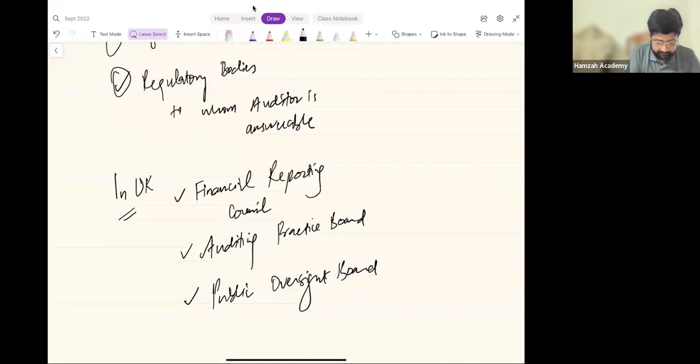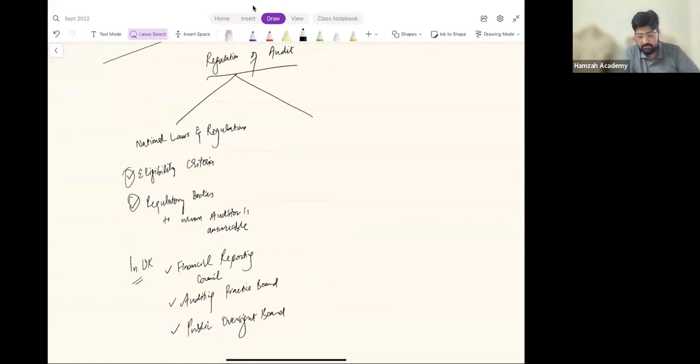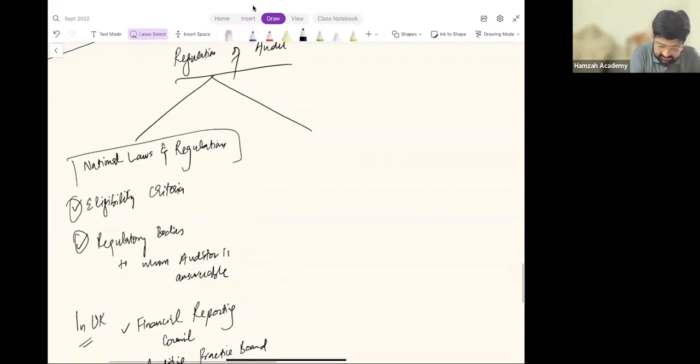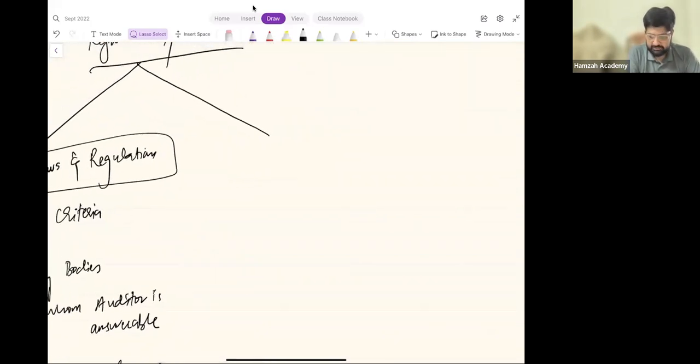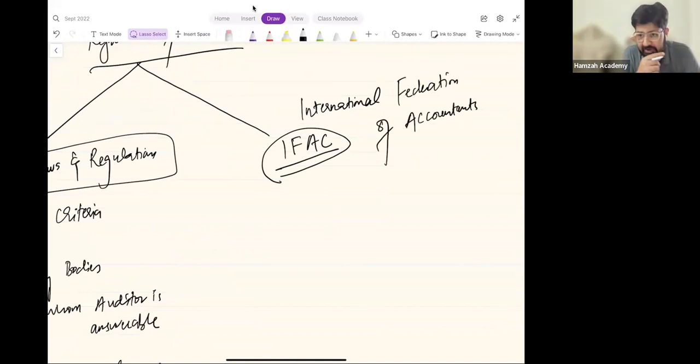Next, let us proceed further. National laws and regulations define how the auditor is appointed and how the auditor is removed. All these things national law defines. The second source is international regulations. That is IFAC, the International Federation of Accountants.